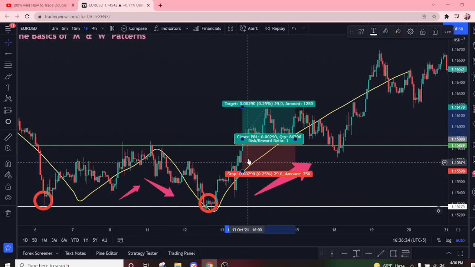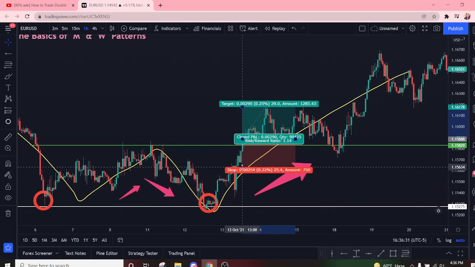Okay, so as far as marking up goes, we're entering in at close of candle. And then as far as our stop loss goes, we want to be somewhere in the middle of the W. I strongly suggest you do not go all the way down here. These are high time frames and those are huge stop losses.